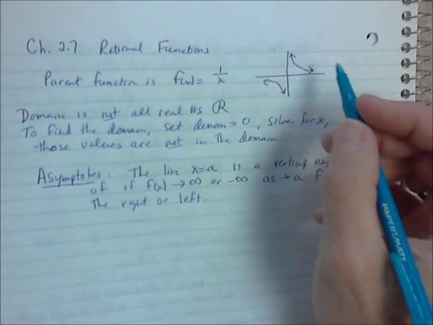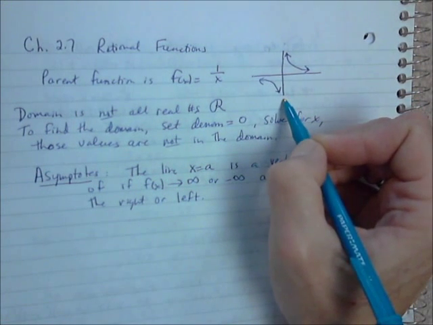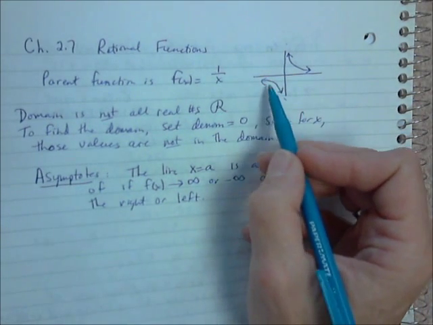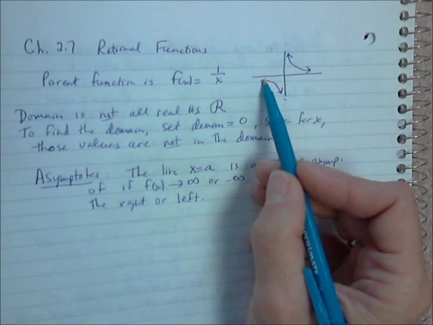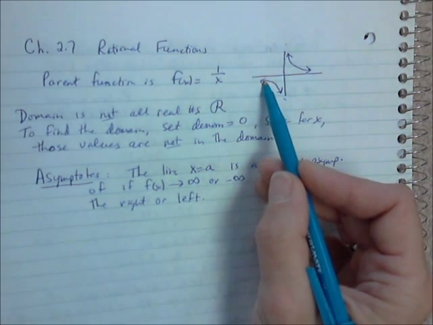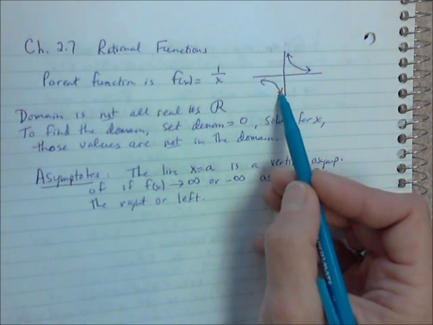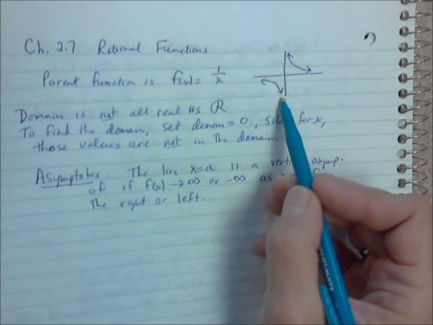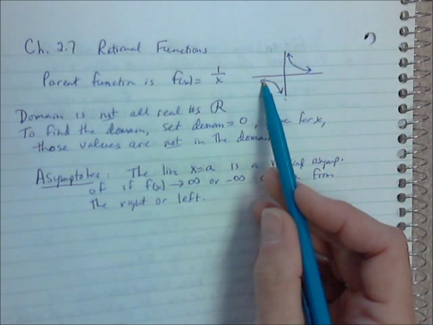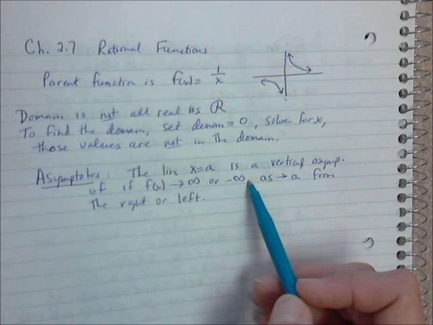If you look back at this parent function, this parent function has a vertical asymptote at x equals 0. And if this function gets closer and closer to x equals 0, the line x equals 0, from the left-hand side, then this function is going down, down, down forever. It goes down to negative infinity. So as x gets closer and closer to 0, the function gets closer and closer to negative infinity from the left.